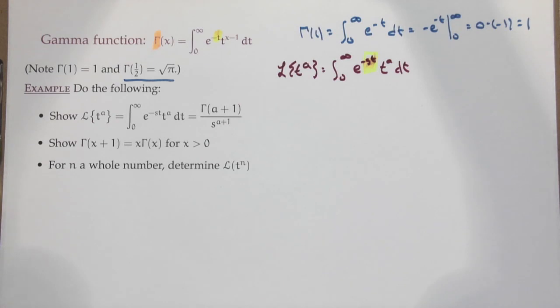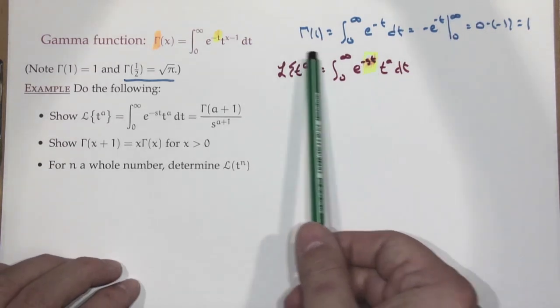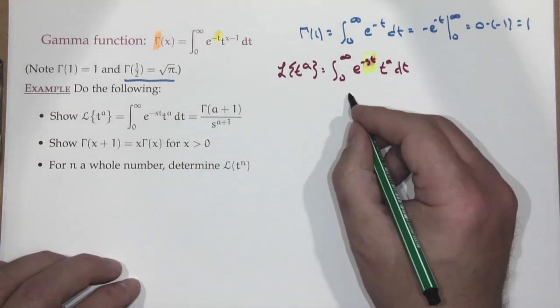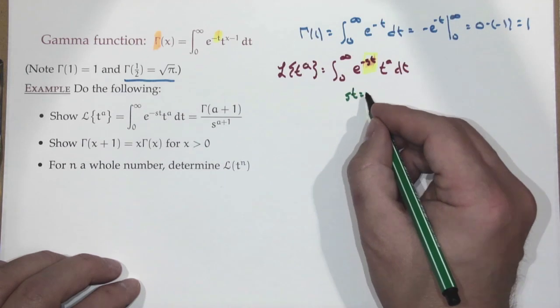Any ideas of what we can choose to do? Think about your integration tools. What's your first go-to tool for integration? Substitution. You say, look, this is st, but I want it just to be t. So we're going to make a substitution. We're going to call st, we'll give it a t-like name.